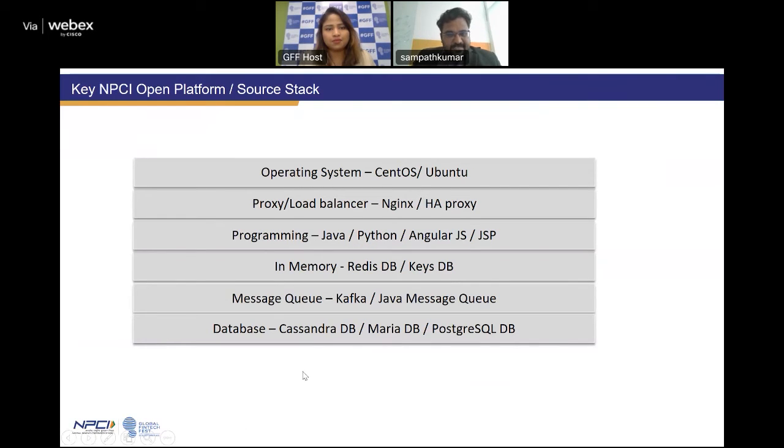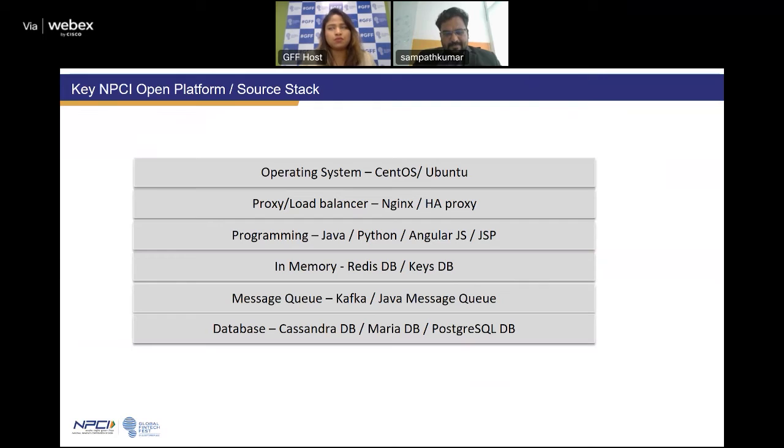And another major thing is when it comes to databases. For the online systems, we use a lot of Cassandra in most of the applications. We also use MariaDB, and at some places MySQL. And when it comes to clearing and settlement systems, we use Postgres a lot. Till a year back, we had been using Postgres even for online systems also.